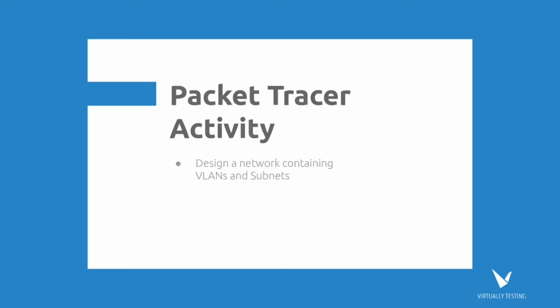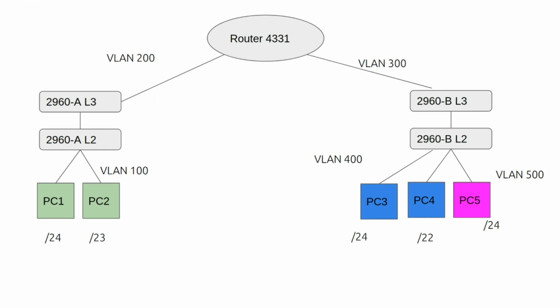Now moving on to the packet tracer activity, which I will introduce in more depth in the next video. We will be working with VLANs and subnets, and the communication between layer 2 and layer 3 switches and routers. Here's the setup design. We will be working with a network on the left and a network on the right with different VLANs and subnets. On the left, you can see 2 hosts with different subnets, in VLAN 100. On the right, you can see 3 hosts with different VLANs and subnets. Next video, I will demonstrate how they can all communicate with each other.